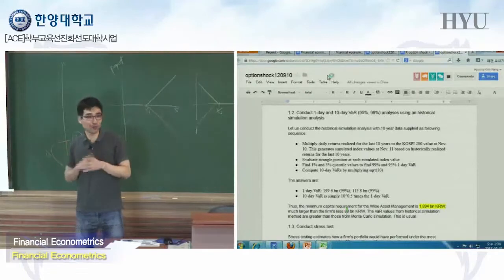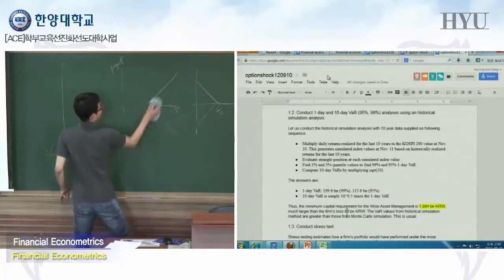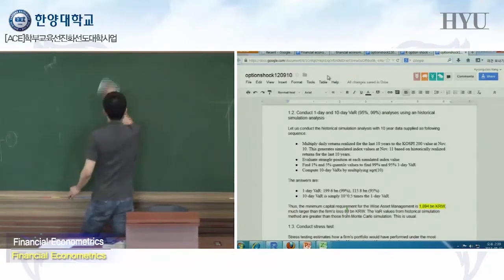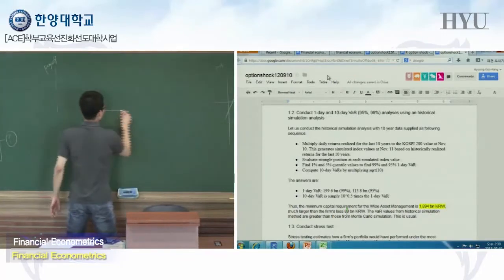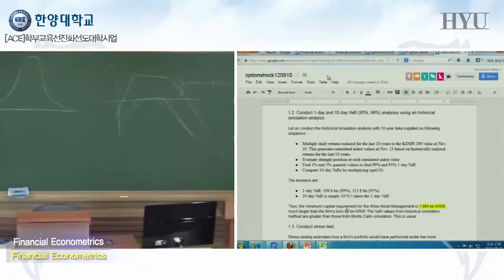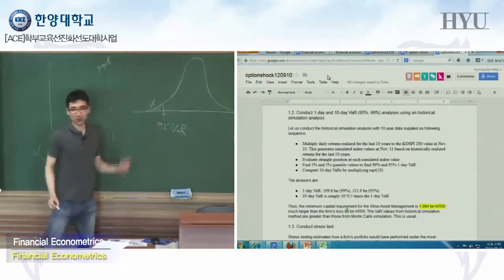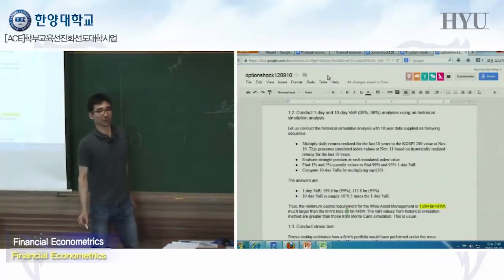So any question? Okay. So it is similar to what we want. Suppose this is a histogram of the profit. Okay, and what we are looking for was this one. So this was 1%, and this is called value at risk. Okay, so this is what we investigated.